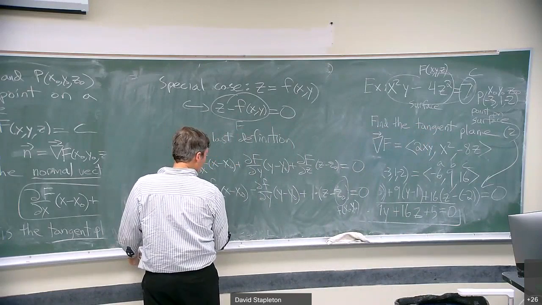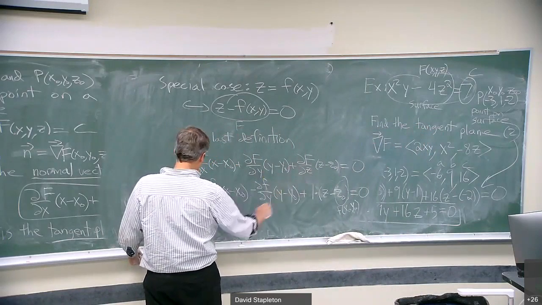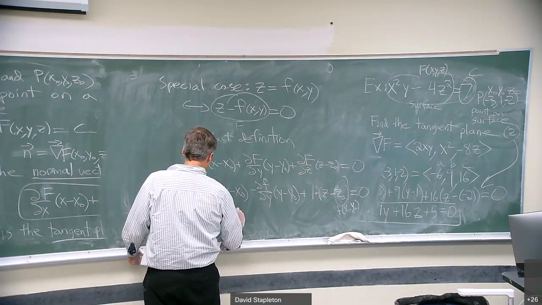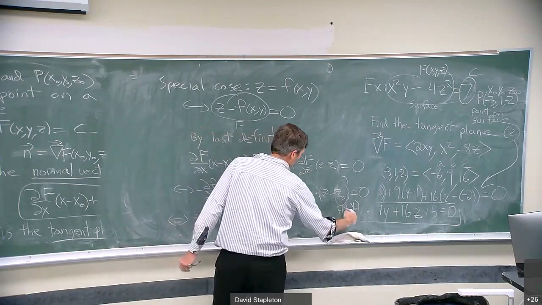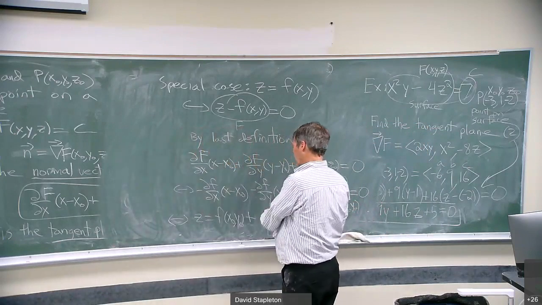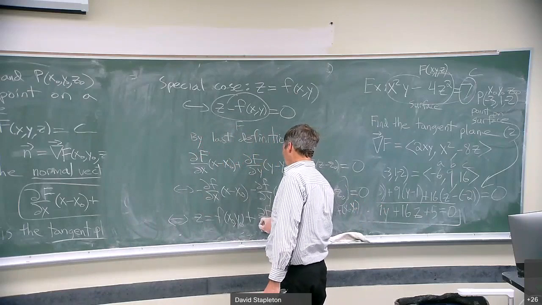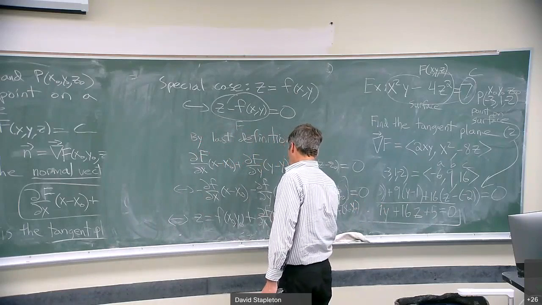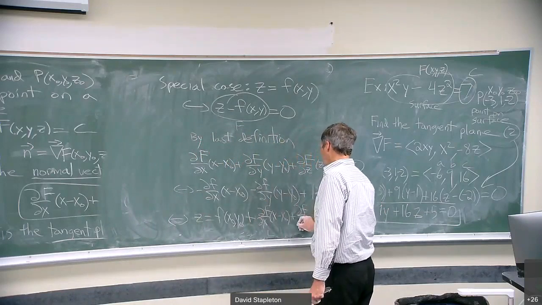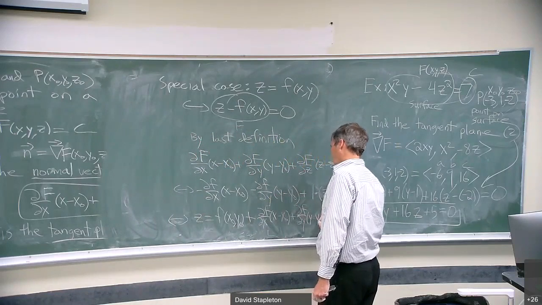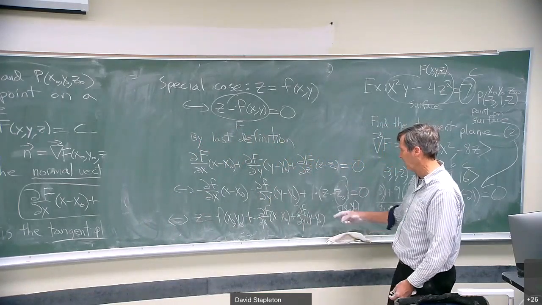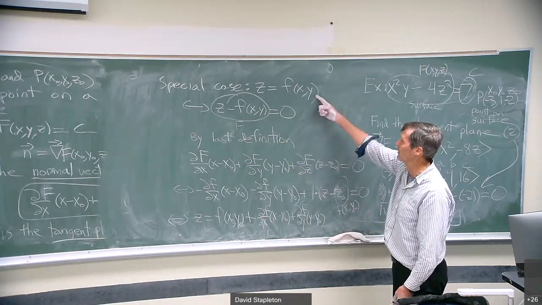Let's add these over to the other side, and we get z equals f of x naught y naught. That's adding minus f of x naught y naught over there. Plus this one over here, minus this one over here, gives plus df dx at the point times x minus x naught. Plus, because we're subtracting this one over, df dy times y minus y naught. And we can write it in that form by adding all but the z over to the right-hand side. And there is the equation of the tangent plane for the special case.